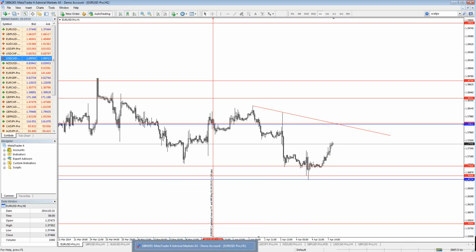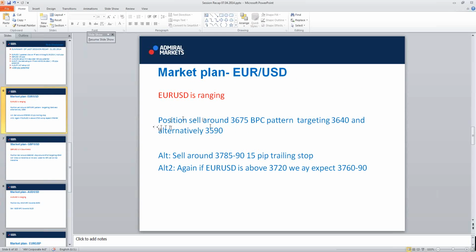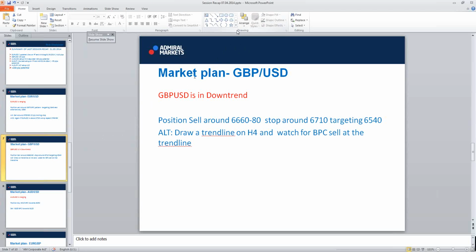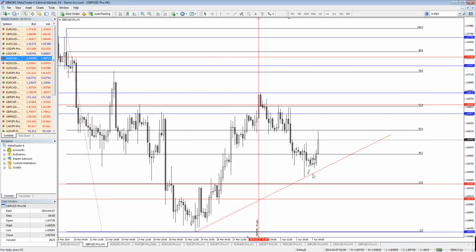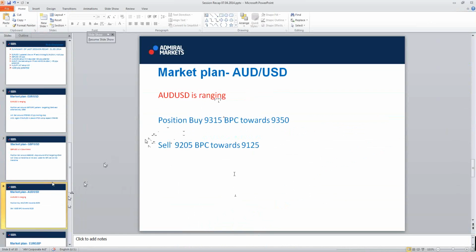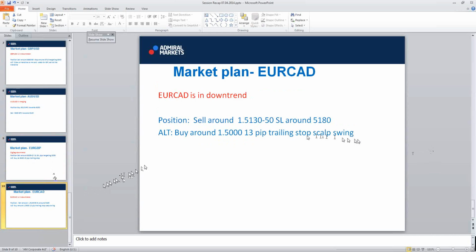So if you don't have any further questions, that can be it. So euro dollar sell for me around this level, but pay attention to 37.20 because above that we are in buy position, and I think selling can be started here. GBP also sell. Draw a trend line on 4 hours, I told you. Draw a trend line and try to see if it breaks down, then sell. If you don't get this level to sell into. Aussie. Euro GBP and Euro CAD.